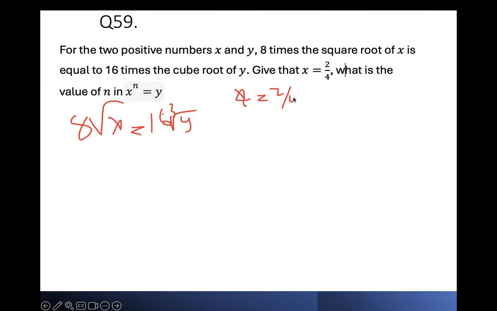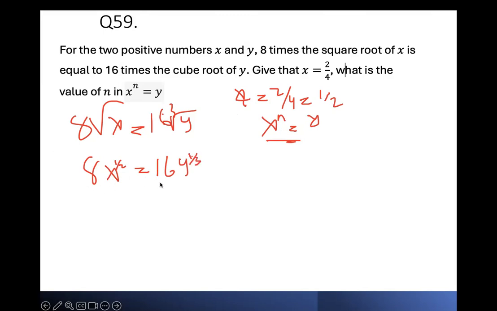They told me x is equal to 2 over 4. Why did they give me 2 over 4? I'm just making it 1 over 2. It's not half. Why did they do that? And they said x to the power n is equal to y. Okay. Now I have this. I say, well, this is 8, x is raised to half. 16, y raised to what? 1/3.